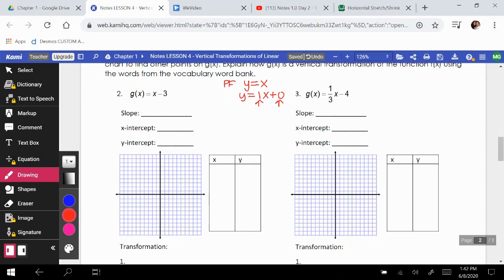Okay, so let's graph the origin. I'm going to go up 1 over 1, up 1 over 1, up 1 over 1, up 1 over 1. You can also go down 1, left 1, down 1, left 1, etc. That's going to give us our most basic linear function.